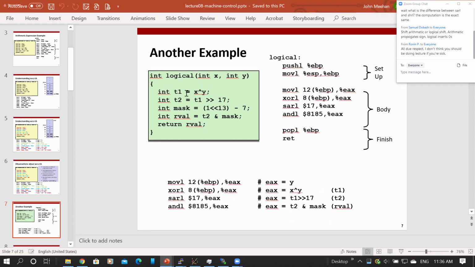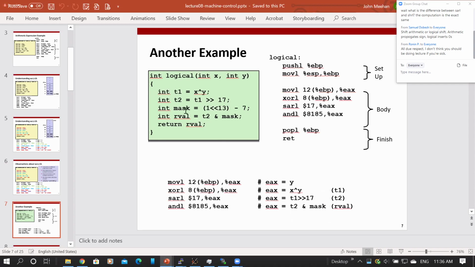Once again, notice that the temporary variable that I've declared here doesn't really exist. It's just this register. Now I want to do a shift arithmetic right, long word, 17 positions of EAX, which is taking this T1 thing I just computed and shifting it right 17 positions. So that's that statement right there.